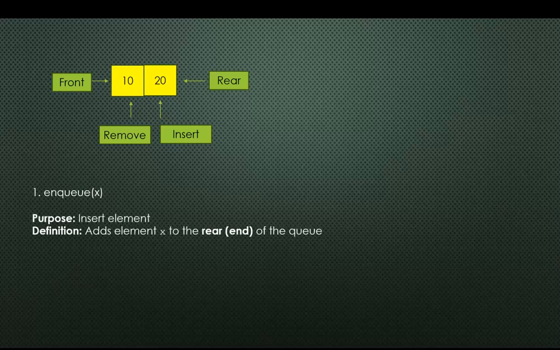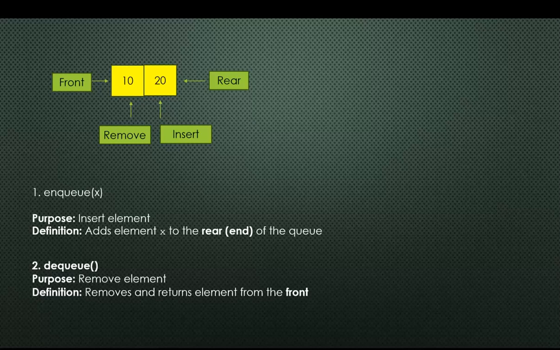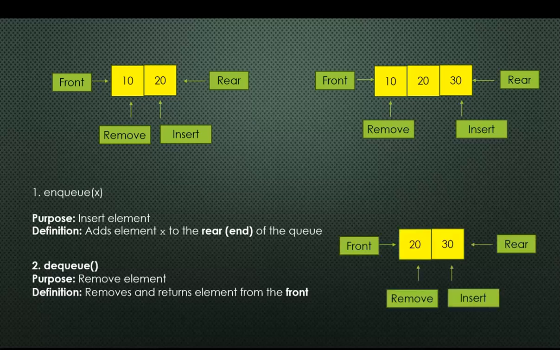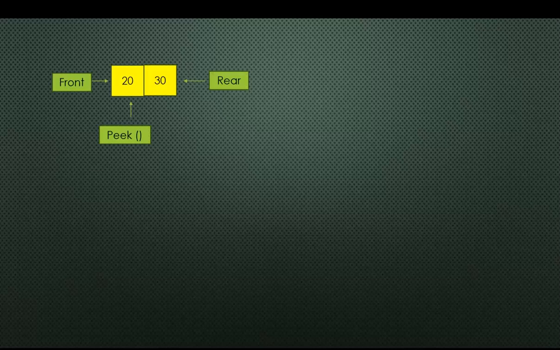The first operation is enqueue of X, which is going to insert an element X to the rear end of the queue. The next operation is called dequeue, which removes an element and returns the same element from the front. So let us see a quick visualization of the same. Enqueue of X, so X is 30 here. I have inserted 30 at the rear end of the queue. If I am deleting an element, see, the element is removed from the front. 10 is being removed. So this is what enqueue and dequeue mean.